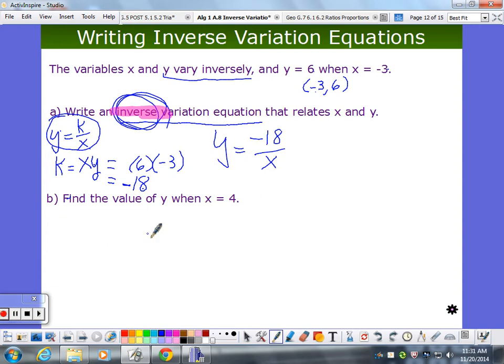So that when I get to one that says find y when x is 4, what are you going to do? You're just going to plug the x in. So y equals negative 18 over 4, which is negative 9 over 2. You can leave it as a fraction, or turn it into a decimal. I would just stop right here. Negative 9 halves is the value of y when x is 4.